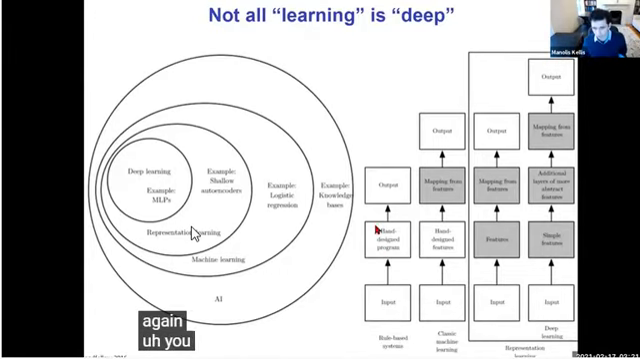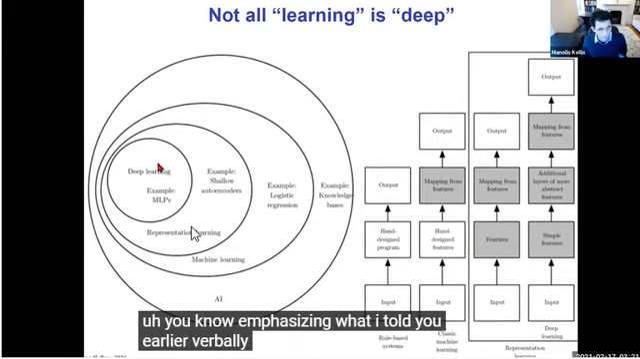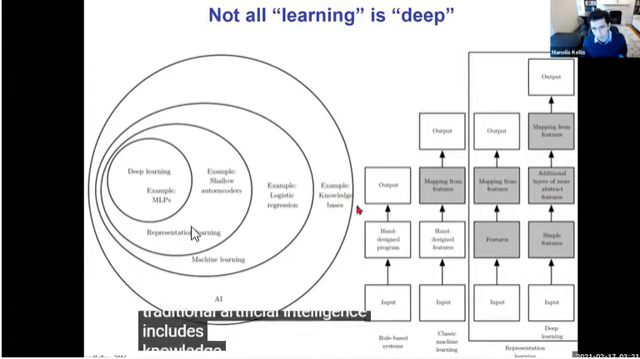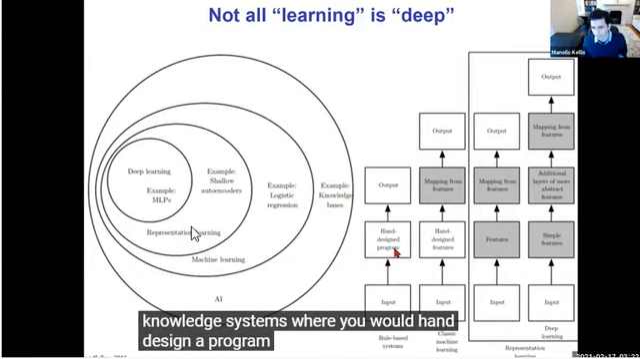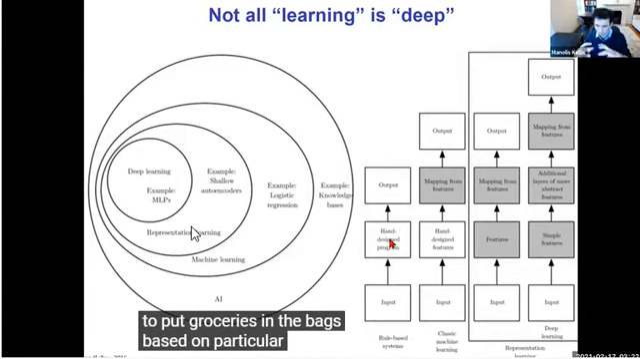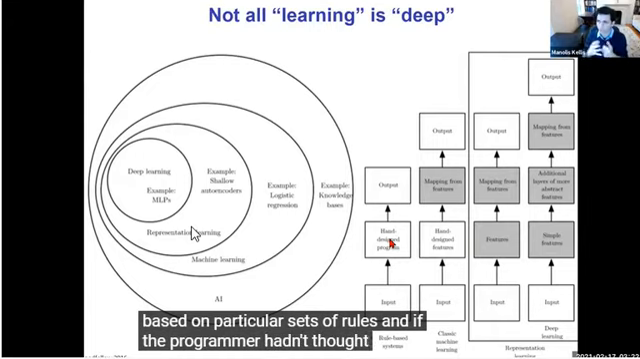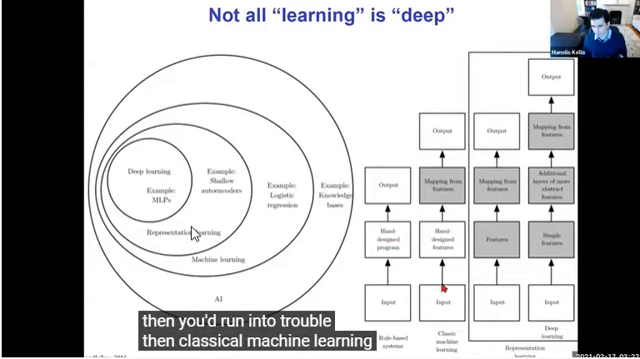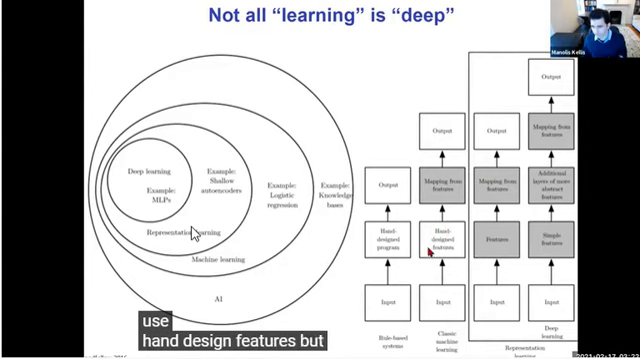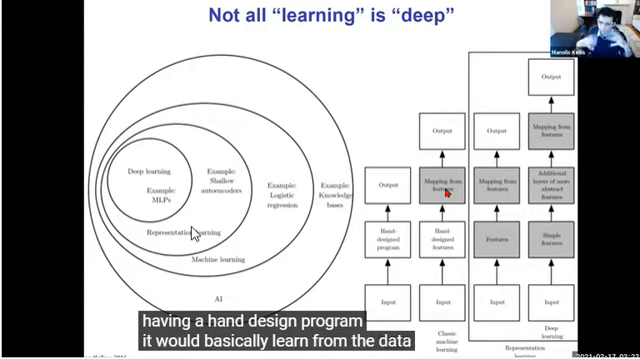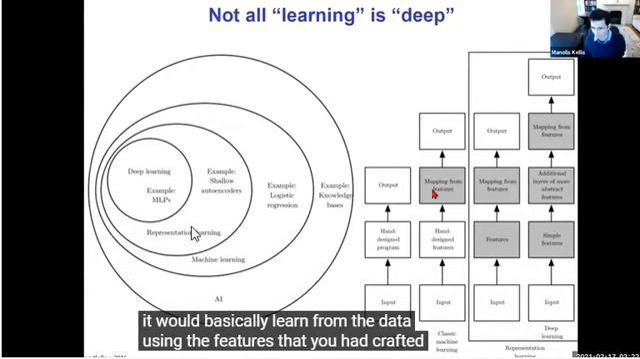And again, I want to mention that not all learning is deep. So again, emphasizing what I told you earlier verbally, traditional artificial intelligence includes knowledge systems where you would hand design a program to put groceries in the bags based on particular sets of rules. And if the programmer hadn't thought of every single possible rule, then you'd run into trouble. Then classical machine learning still used hand-designed features, but instead of having a hand-designed program, it would basically learn from the data using the features that you handcrafted.